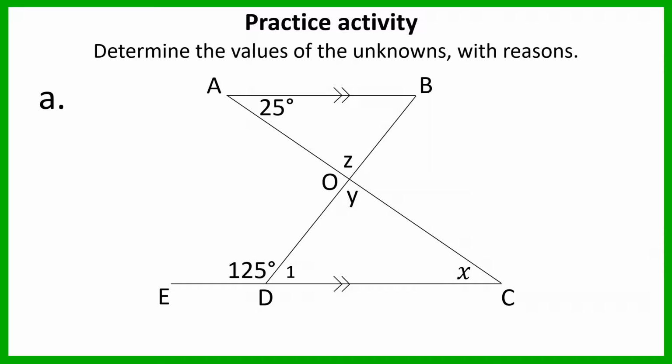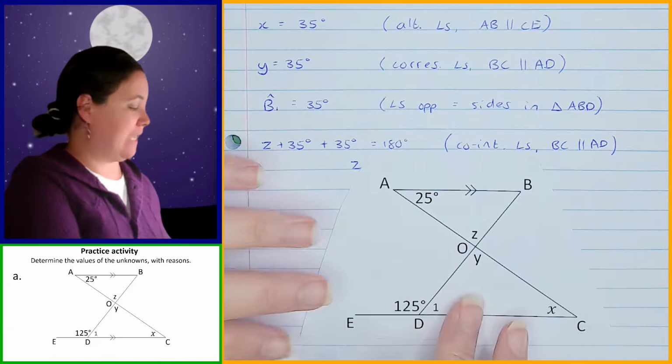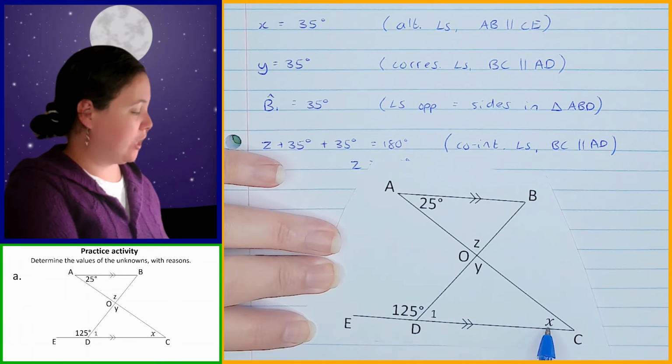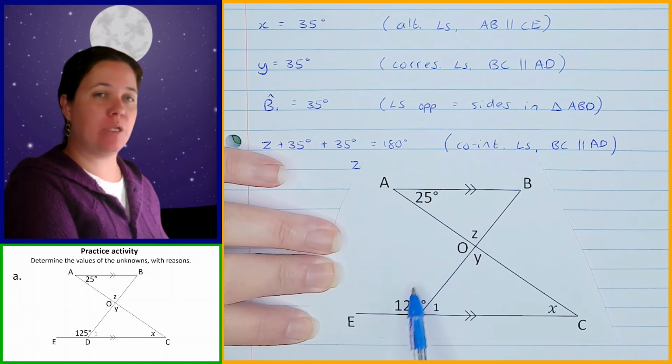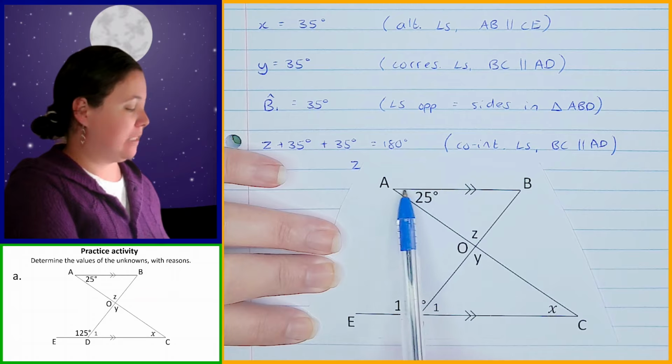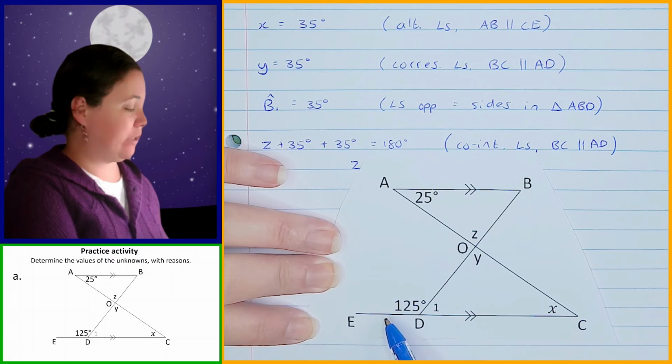Okay, so let's go through that question and see what you should have got. Right, so over here I've got my diagram. First of all, we have to work out what x is. If you look over here, I've got two angles that I've been told the size of. I've been told that A is 25 degrees and that angle EDO is 125 degrees.